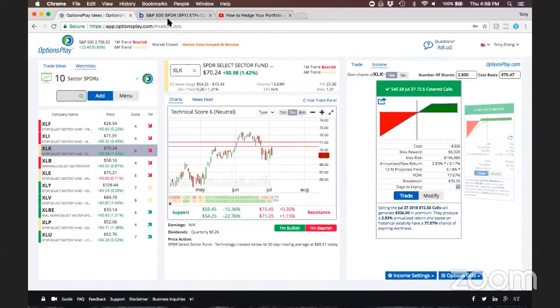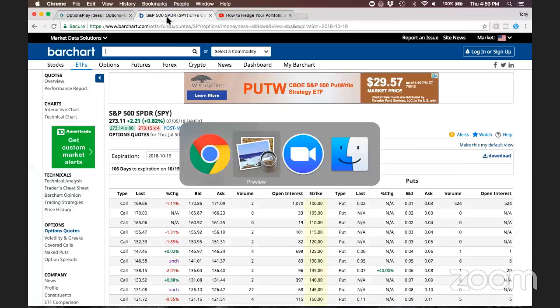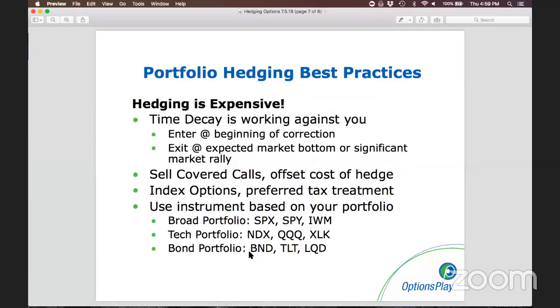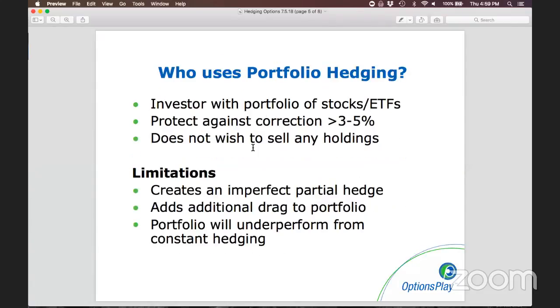So with that, I just want to wrap up real quick. Again, just want to go over a few different things. If you're thinking about a hedge, again, this is really for those of you that do not wish to sell any of your holdings or all of your holdings. If you have that luxury, please don't use options to hedge your portfolio. Just move a portion or all of your portfolio into cash. That is by far the most efficient way to hedge.